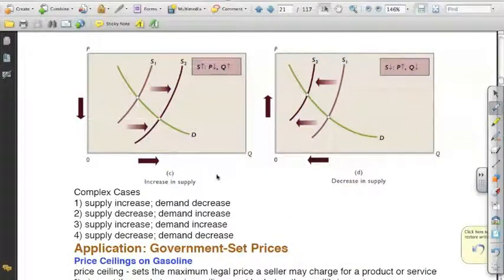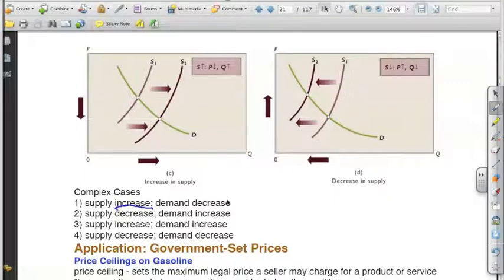Now we do have some types of complex cases. Say that first we have a supply increase. So S increases, and then we have demand decrease. Well, let's see what happens. First, we have this increase in supply. So what happens to our prices? They decrease.